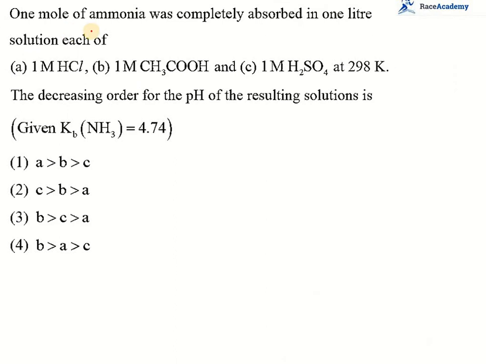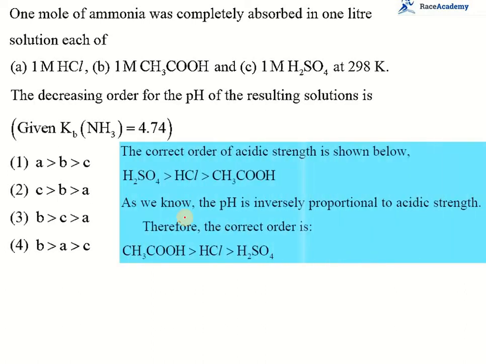Next question. 1 mole of ammonia was completely absorbed in 1 liter solution each of A, B, C: A is 1 molar HCl, B is 1 molar acetic acid, C is 1 molar sulfuric acid at 298 Kelvin. The decreasing order of pH of the resulting solution is, and they give the pKb value for ammonia as 4.74. The correct order of acidic strength is sulfuric acid stronger than HCl, stronger than acetic acid.